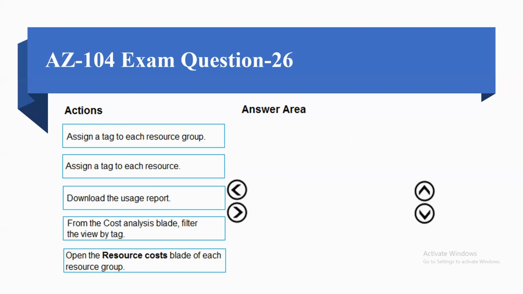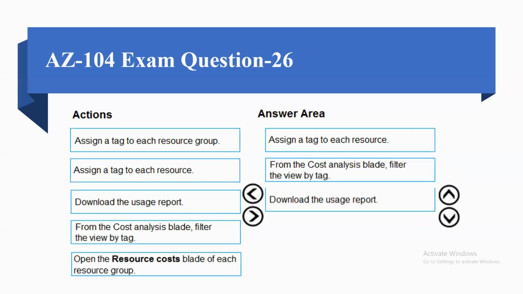So the correct three options in sequence would be: first, assign a tag to each resource. Second, from cost analysis blade, filter the view by tag. And third, download the usage report.